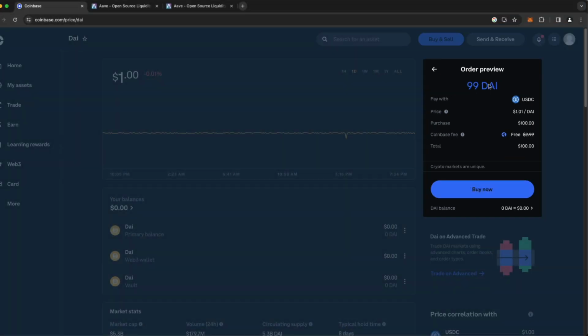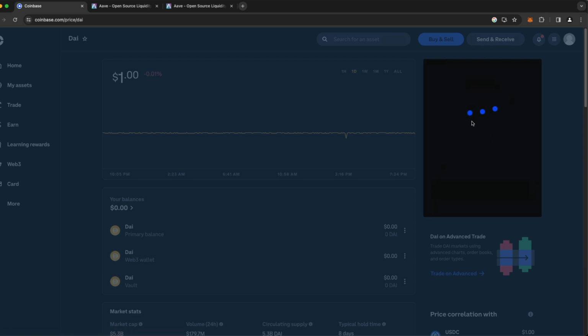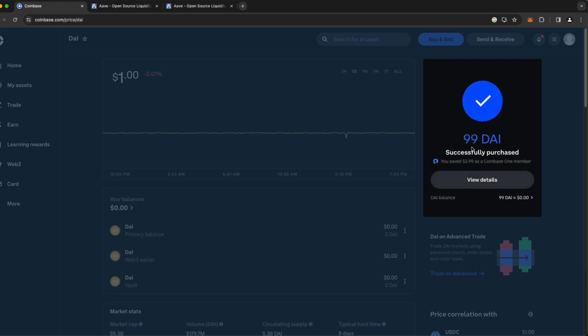So I'm going to go ahead. I want to acquire these. I want to get like $100 worth, or 99 is what it comes out to after doing the transaction. So they're taking a little bit of a spread there. Okay, so all right, we have that now.